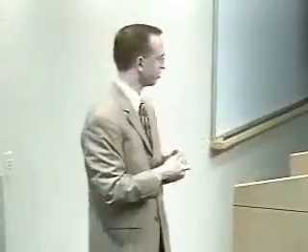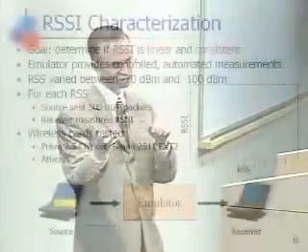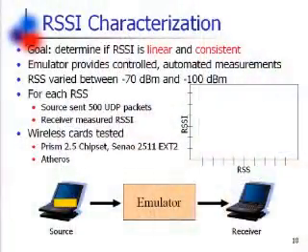dBm from the transmitter to the receiver. And we sent 500 packets, an average of the signal strength for each of these in 1 dB increments. And then we did this for 2 different models of cards and for several different actual cards.